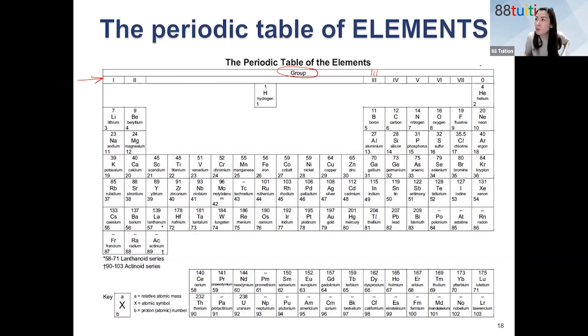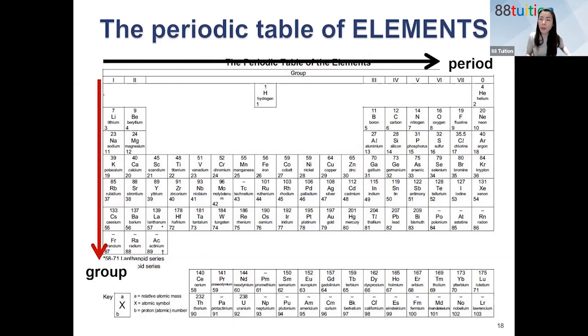This is known as group 0. Group 0 elements are the noble gases. You probably want to note it down as well. They are the noble gases. Have you gotten all this down? Then next, I'm going to teach you something else. Once you've written down, let's go on.